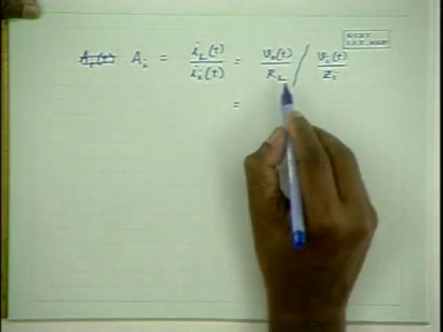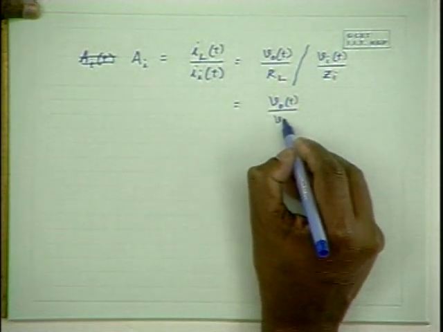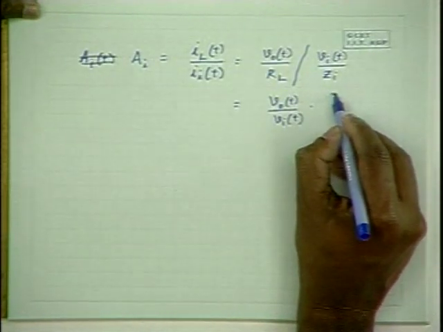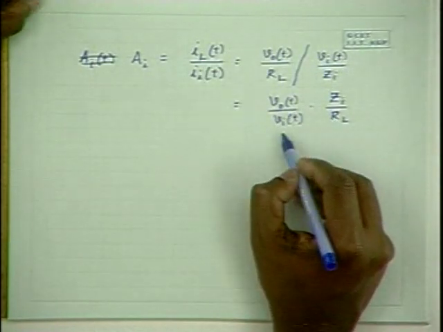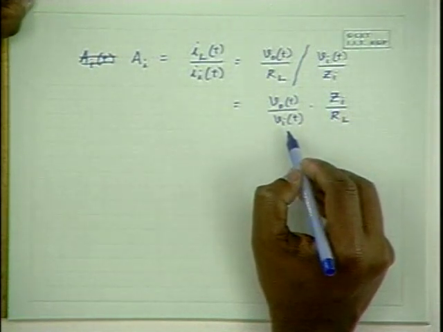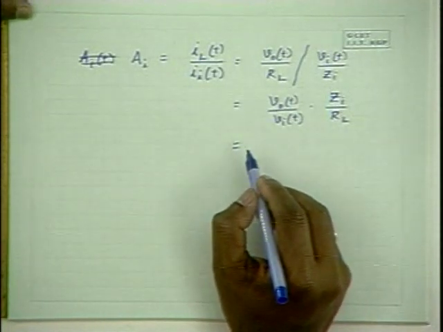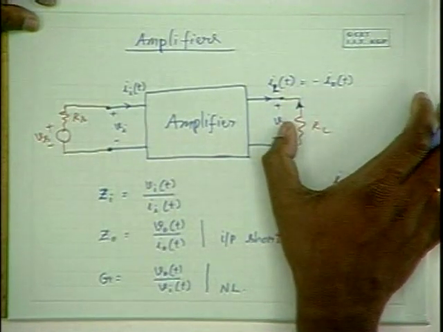Hence, this is equal to Vout by Vi times Zi by RL, and Vout by Vi is equal to the gain. Is it gain under no load or gain under load? Gain under loaded condition, because Vout is the output voltage when load is there. If it is not there, this Vout would be different.